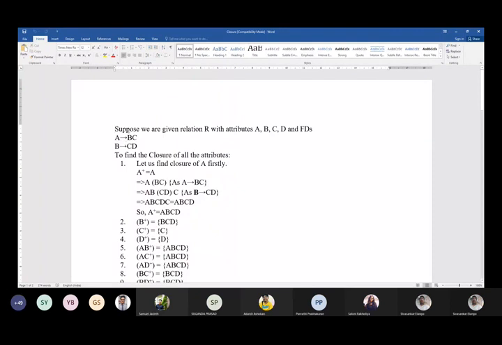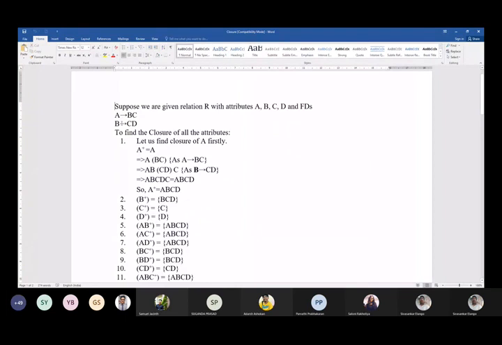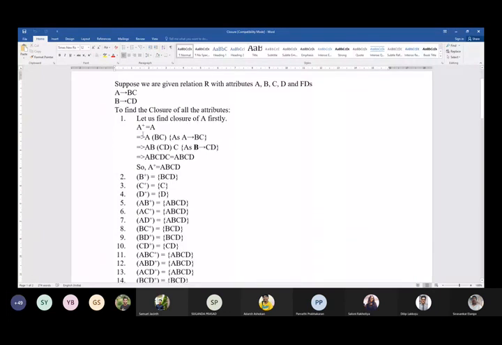So AB closure is going to be all the elements. A determines BC, B determines CD. You know that if A can determine any element, AB closure is going to be all the elements in the relation. Similarly, AC closure is going to be all the elements in the relation, or AD closure is going to be all the elements in the relation. Then BC closure is going to be BCD. BD closure is again BD, and CD closure is going to be CD.